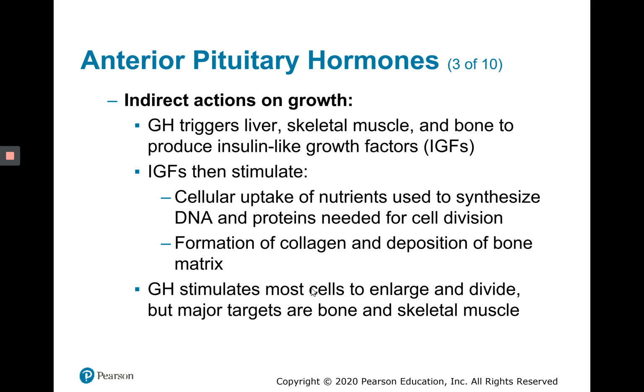So the formation of collagen and deposition of bone matrix, that's going to be because of IGFs, which are made by growth hormone triggering certain muscles, certain bone, and certain cells in the liver to do so. So growth hormone stimulates most cells to enlarge and divide, but major targets are bone and skeletal muscle, and those major targets are going to be triggered by IGFs.